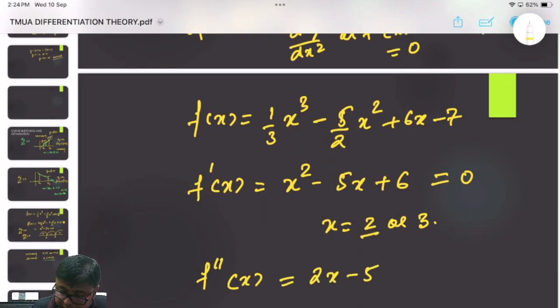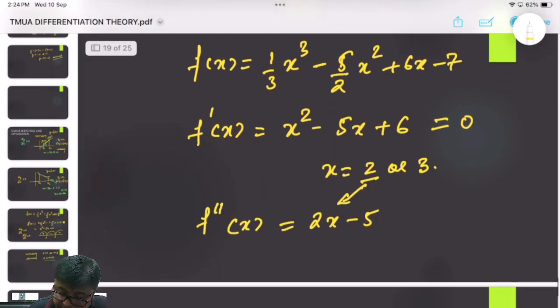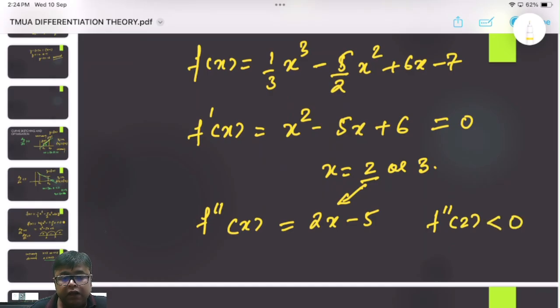If I put 2 here, so on putting f double dash 2 gives me a negative value, and f double dash 3 gives me a positive value. What that value is doesn't matter. This is called the second derivative test, which again you must have done in school, right? So nothing new for you.